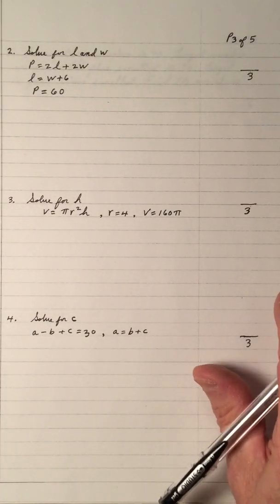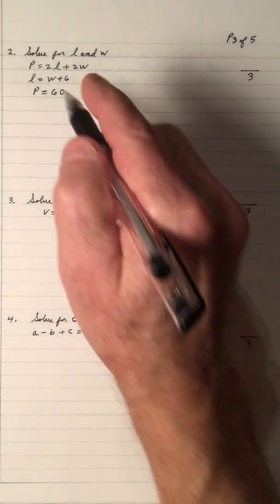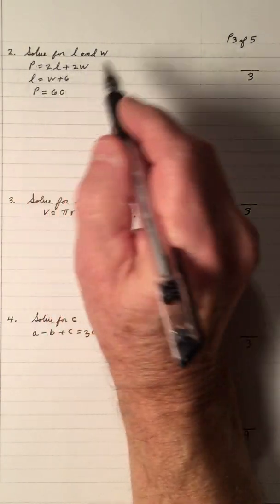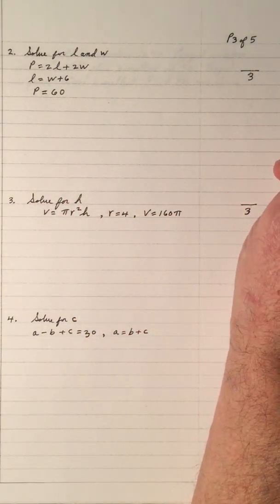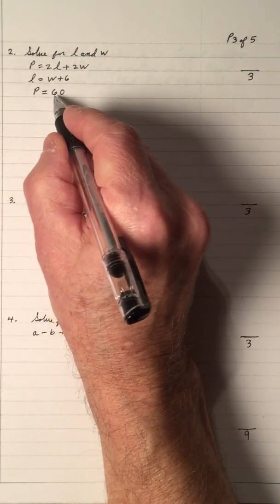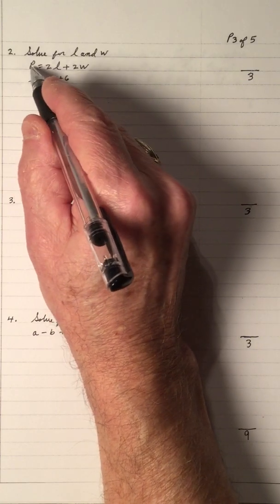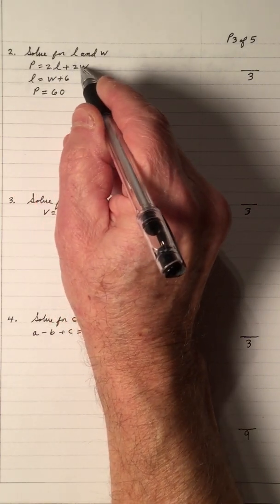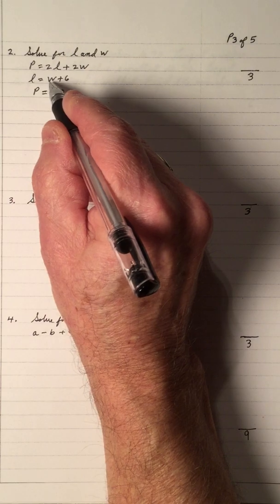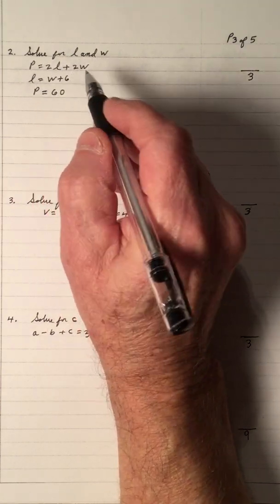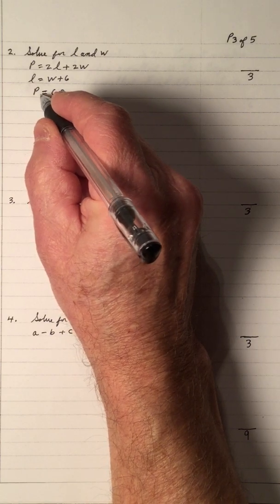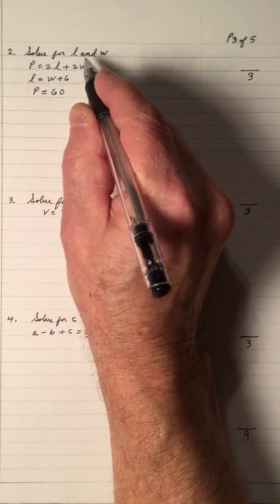Okay, let's do the next page. Number 2. Again, pause the video and see if you can work it out, and press play when you get it done to see if you got the right answer. P is 60, and P equals 2L plus 2W. L equals W plus 6. It says solve for L and W. We already have P, which is 60, but we want the L and the W.